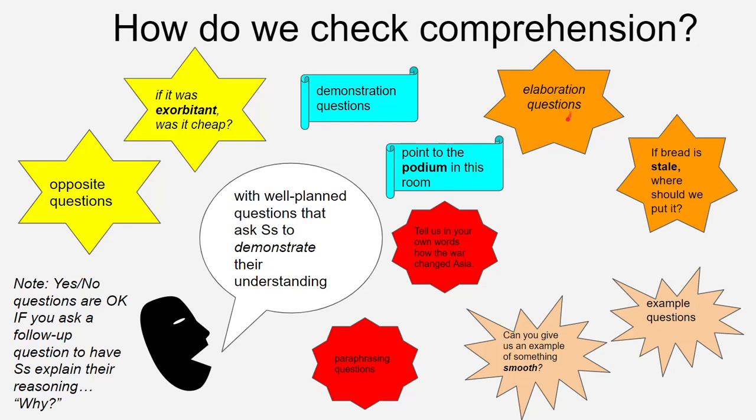You also might ask an elaboration question, which is really requesting additional information to demonstrate they understand. For example, let's say that the new language that we're checking is stale. Well, if bread is stale, where should we put it? S1. And if S1 says we should put it in our mouth, then perhaps S1 doesn't understand. The correct answer here clearly being, put that in the garbage can. We don't want stale bread.